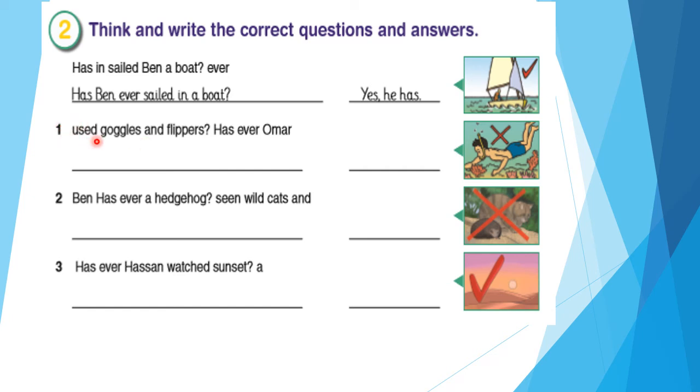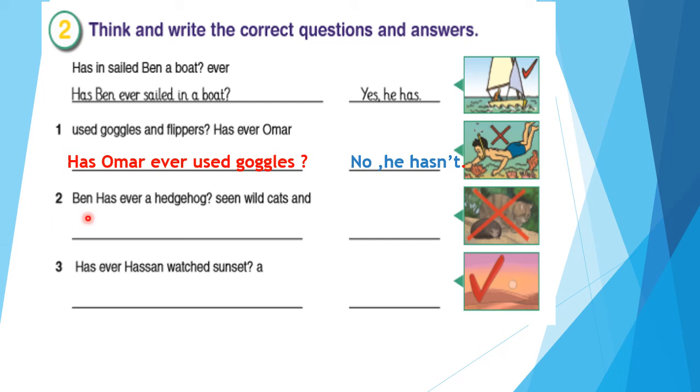Number 1. Used goggles and flippers has ever Omar. Now, let's reorder the question. The correct order for the question is, has Omar ever used goggles? Now look here, we have cross, so the answer is, no, he hasn't. With yes, we use has. With no, we use hasn't.